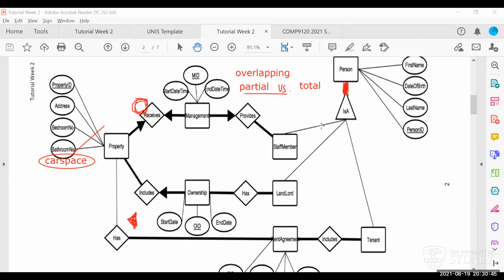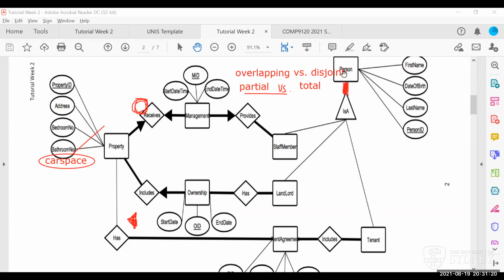So what about disjoint? What does disjoint mean? Can anyone tell me what disjoint means? So overlapping versus disjoint. What does disjoint mean in this case? So overlapping, I can overlap, right? So that means I, as a person, can play a role as multiple of these three. So I can be a staff and a landlord and a tenant all at the same time. I can be just a landlord and a tenant at the same time.